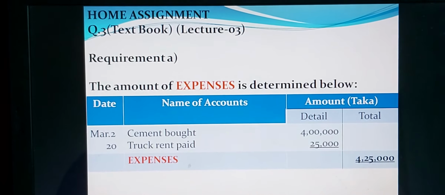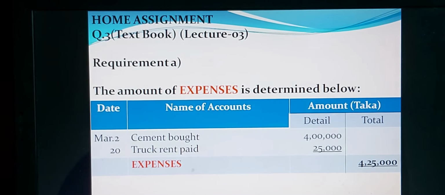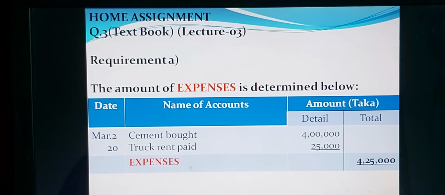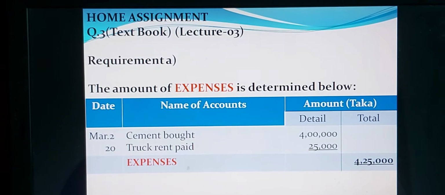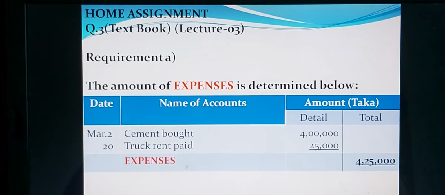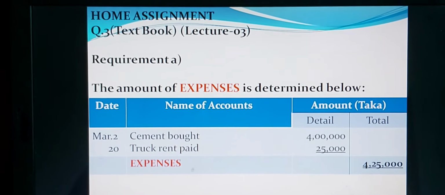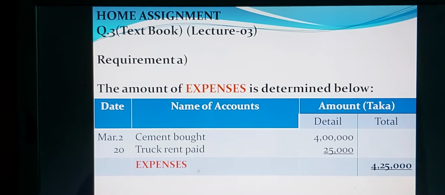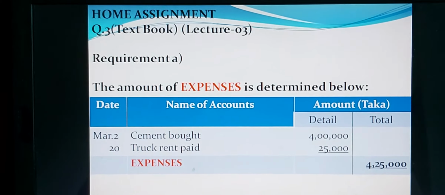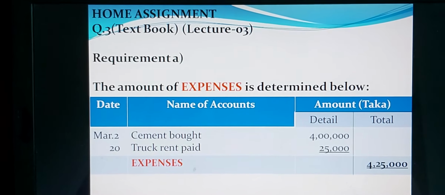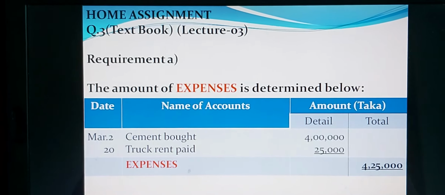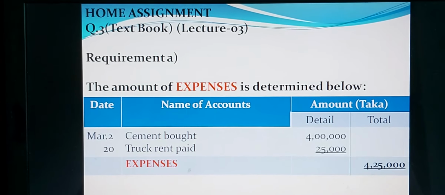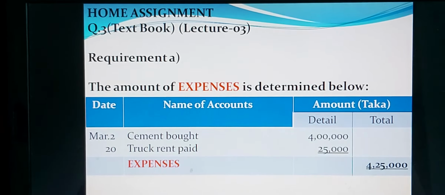Now you can go to the home assignment which was given in lecture number 3 from your textbook. Creative question number 3. Okay, requirement A. Determine the amount of expenses from the STEM. In this question or in this STEM, 2 transactions are related to expenses.